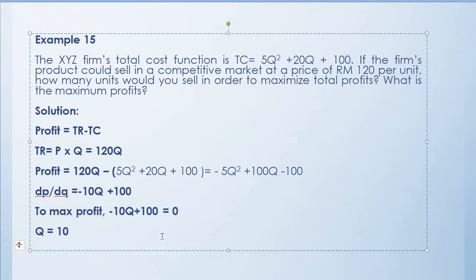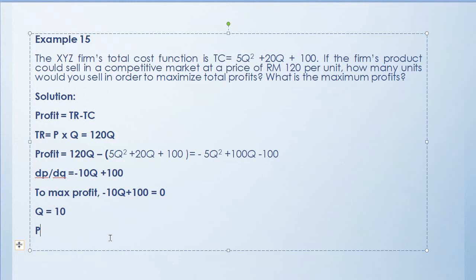Then we substitute q equals 10 inside the profit function, so we will have profit equal to 400. Okay, and the interpretation will be 10 units should be sold to maximize the total profit, and the maximum profit is 400 ringgit. And no worries for the detailed answer, I will upload the slide in Spectrum including all the answers.